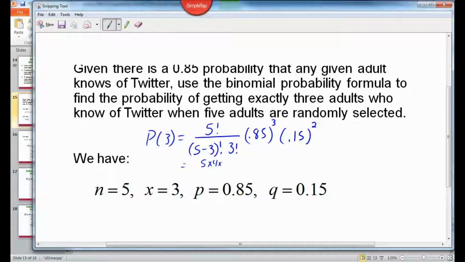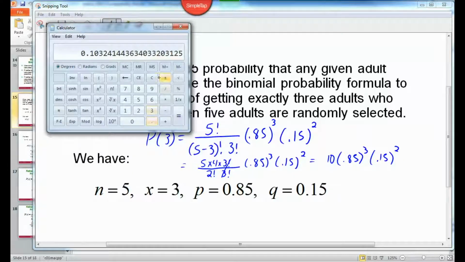All right. So this is going to be, I'm going to say 5 times 4 times 3 factorial. I'm going to stop there because I do have a 3 factorial in the denominator. Those will cancel out. So that's going to be 20, and then 2 factorial is just 2 times 1, so 20 divided by 2 is 10. So say 10 times 0.85 to the third times 0.15 to the second.